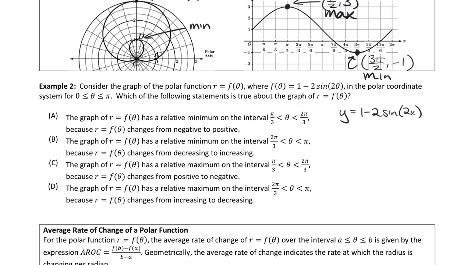Here's some things we need to know. What is the midline of this function? It's at 1. How do I know that? Because we added 1 to the function. And what's the amplitude of this function? 2. It's negative though, so what does that mean?